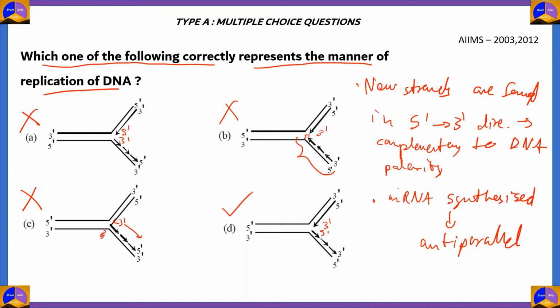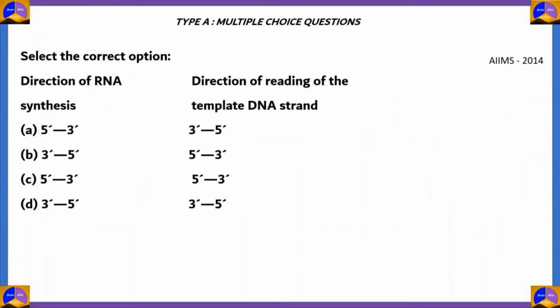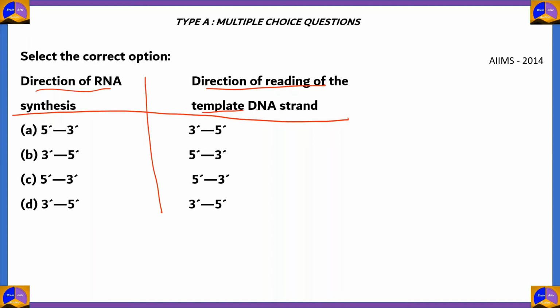So that's why option D, among the given 4 options, is the right diagram. Let's move on to this question. Select the correct option. Now we're given one table with 2 columns. Direction of RNA synthesis is 1 column, and the other column is the direction of reading of the template DNA strand, the original DNA strand.